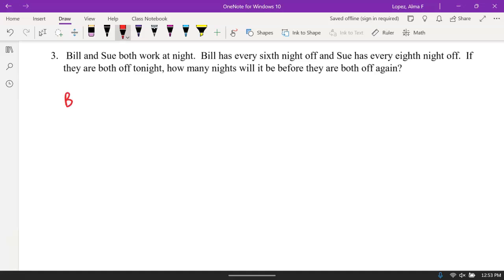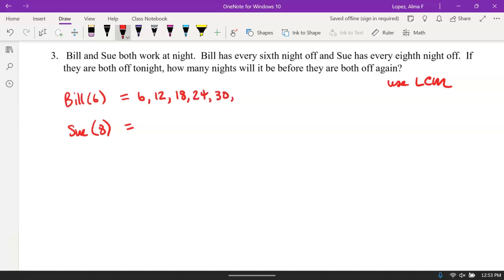So let's see, Bill is off in 6s, and Sue is off every 8th day. So let's find their multiples. It's a common multiple, so let's use least common multiple. 6, 12, 18, 6 times 4 is 24, 6 times 5 is 30, 6 times 6 is 36. I think that's big enough.